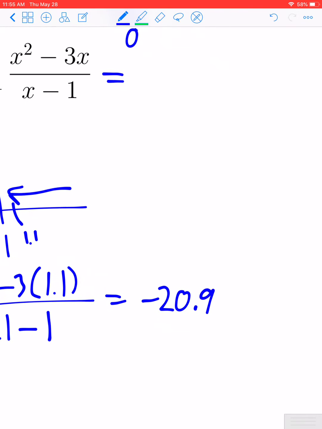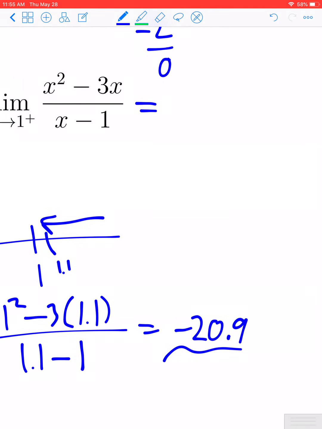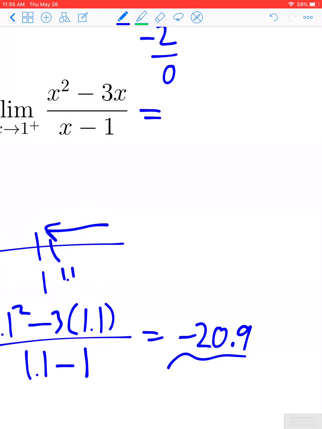I know it's approaching an infinity. That one little test point gives me a sizable negative number, so I would know that this would be approaching negative infinity.